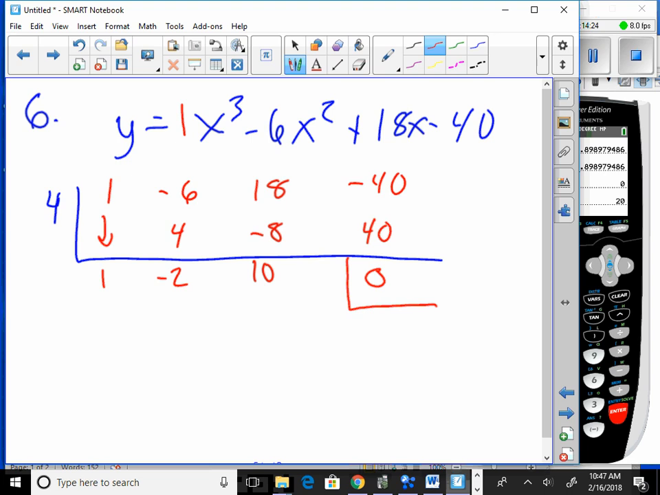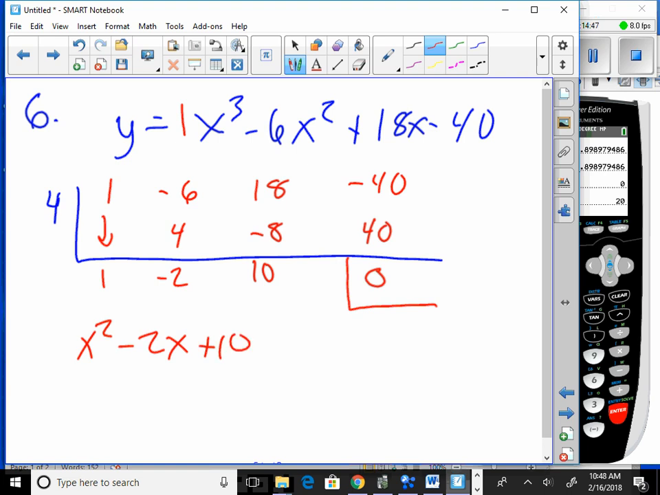Now, unfortunately, they didn't tell me any more of the roots. They only gave me that one. So, okay, good. But before I could try x factoring, I first have to write it out as an equation. So how am I going to write the 1, negative 2, and the 10 as an equation? x squared minus 2x plus 10. Perfect. So you drop the power once each time you do synthetic division.